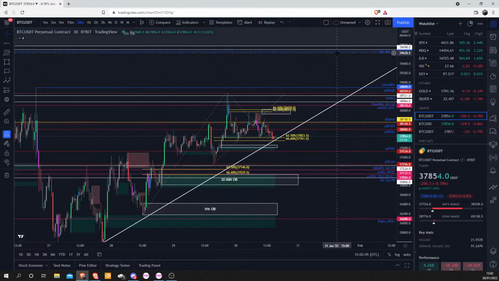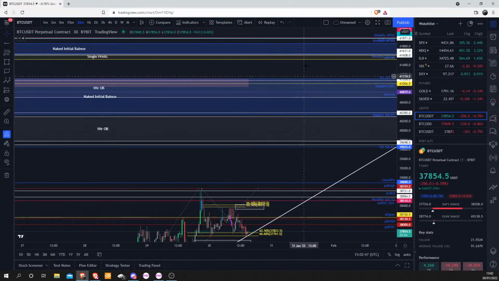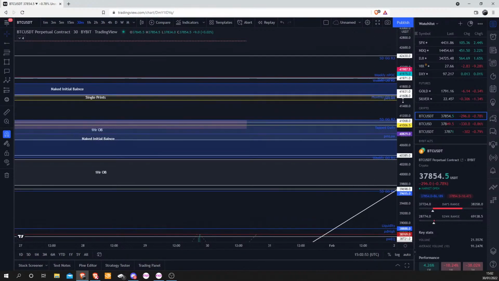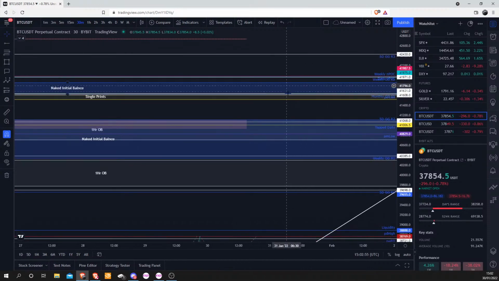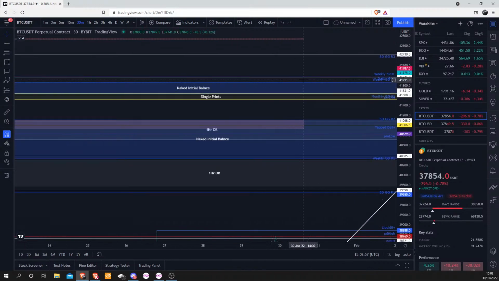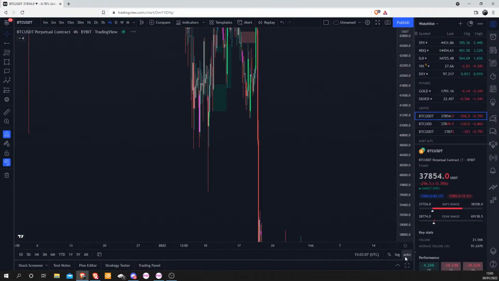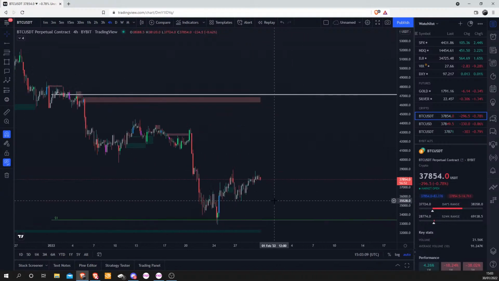Obviously, if we break that, then I'm looking for this week. We've got a weekly MPOC and a daily MPOC at like 42k. That's the next level, if we can reclaim that. My yearly PPs, well, yeah, my naked one from last year is tagged.